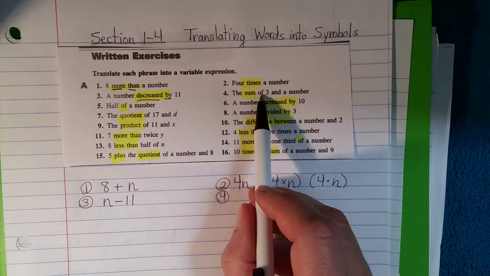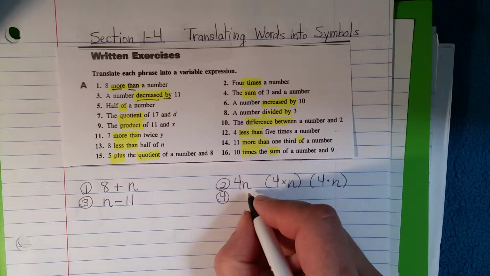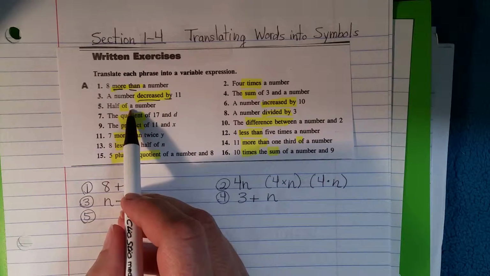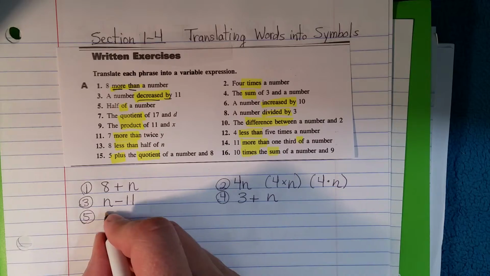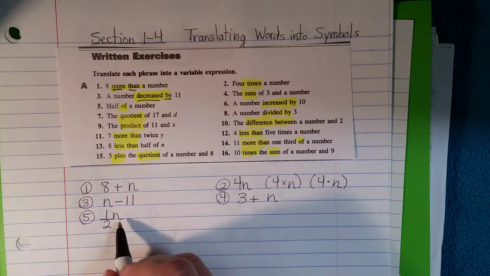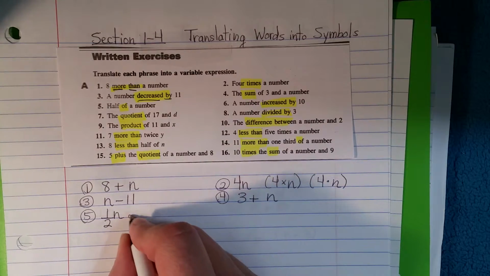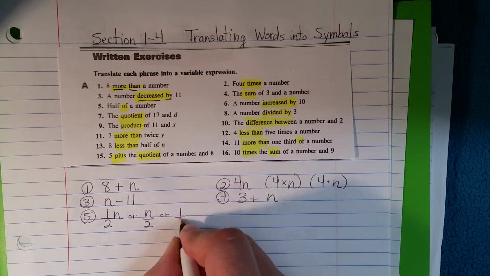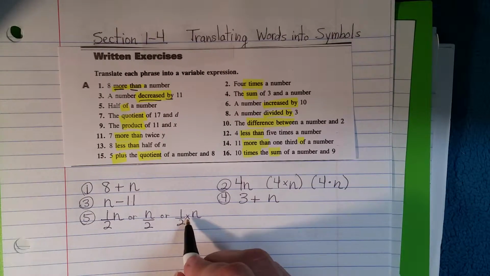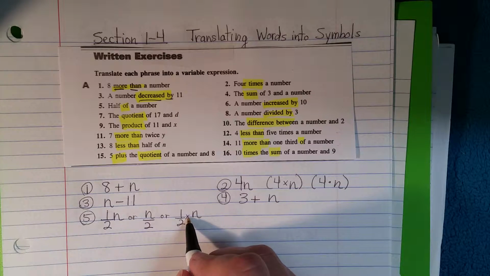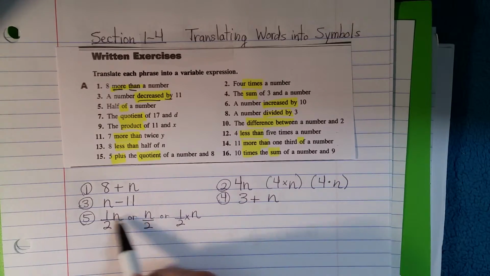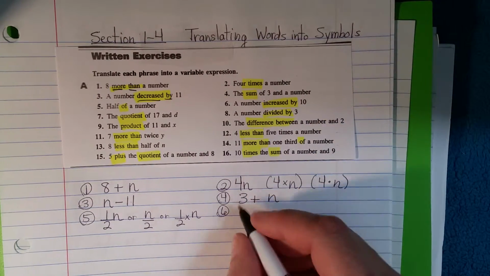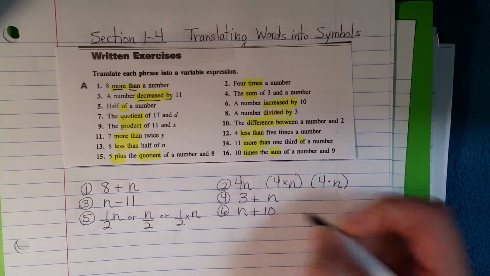Number 4, the sum of 3 and a number. Sum means addition, so 3 plus n. Number 5, half of a number. Of means multiplication, so I could write 1/2 n, or I could also do n over 2. I suppose you could do 1/2 times n. It's really best not to use the multiplication or division symbols because you don't see those very often in algebra. So these two are probably the best ways to write it. A number increased by 10, that means addition, so I'm adding 10 to a number.